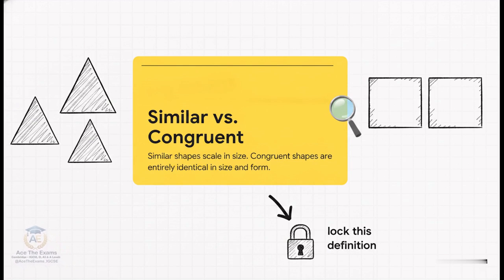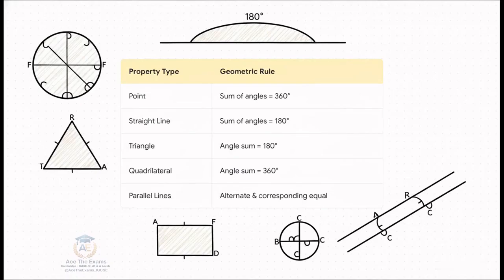If a question tells you two triangles are similar, it means their angles are identical, but their side lengths, surface areas, and volumes are scaled. If they are congruent, they are mathematical twins, perfectly identical in every single metric. Confusing these two will instantly cost you marks, so lock this definition into your strategy right now. This is your cheat sheet.